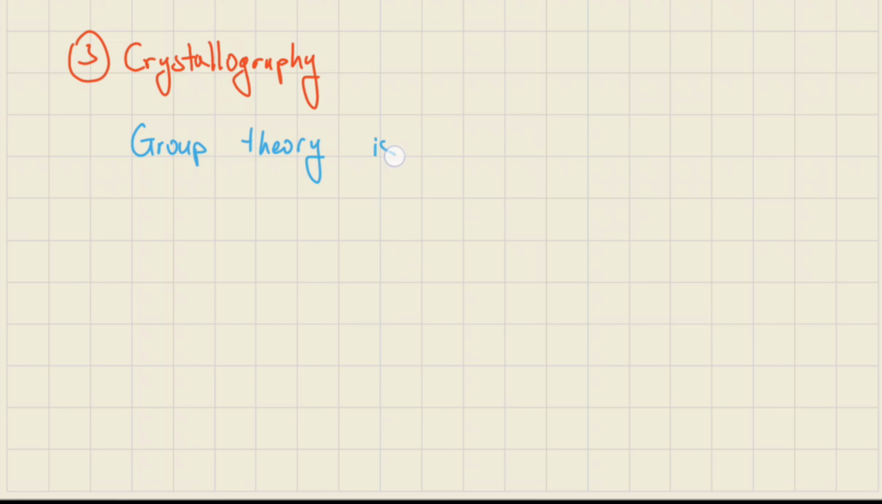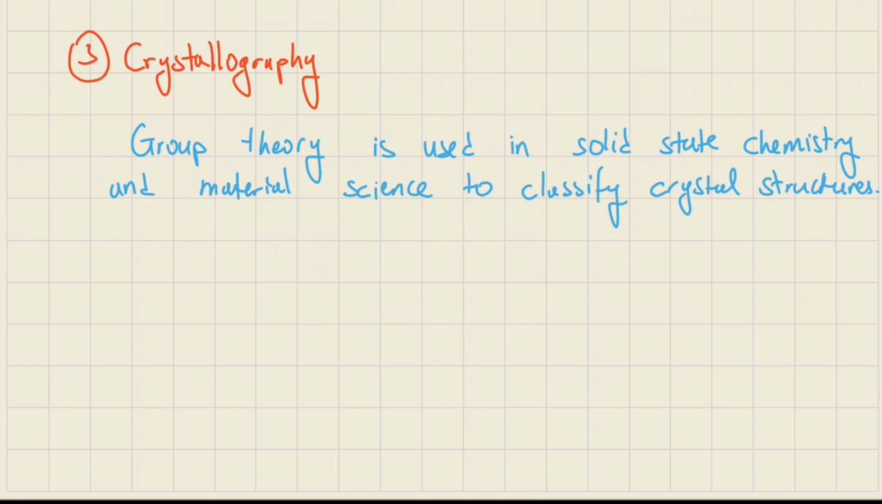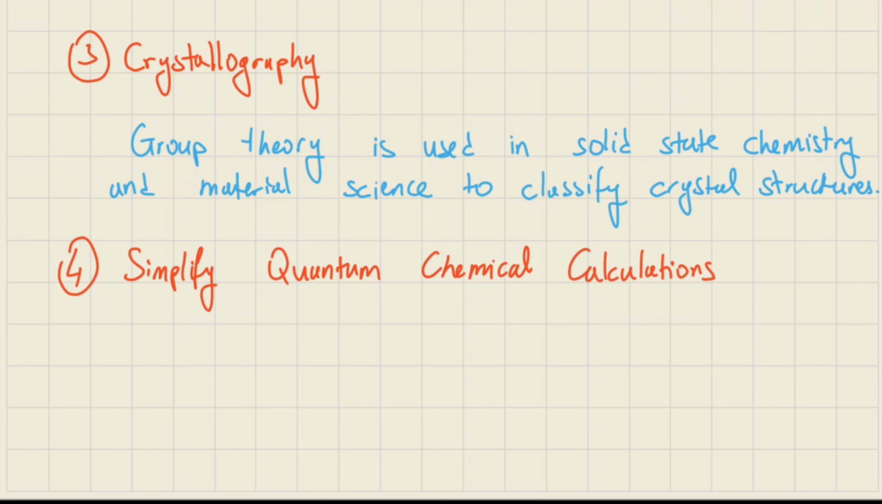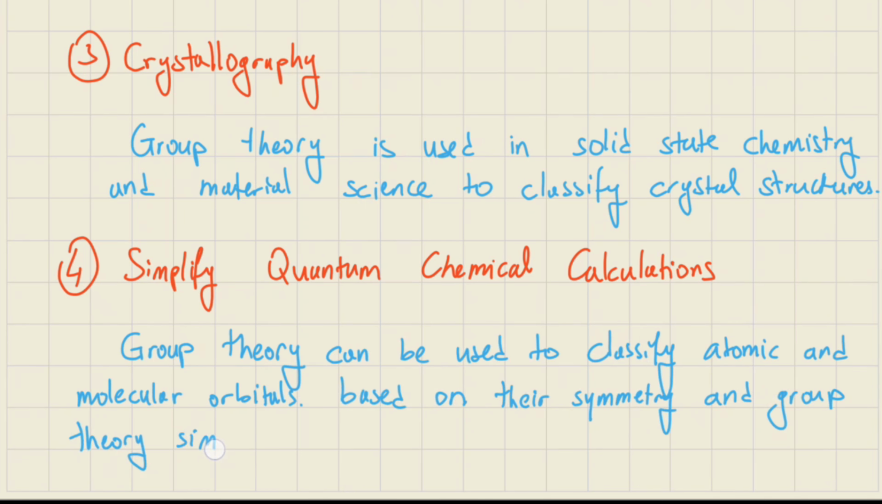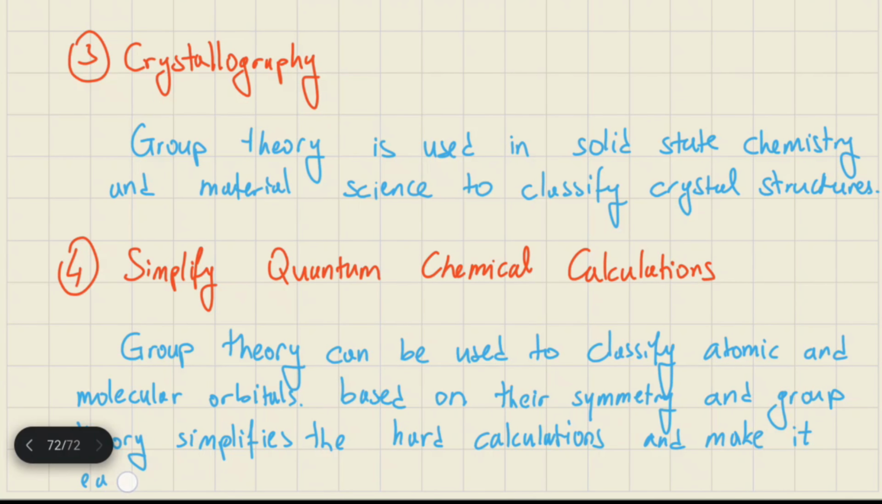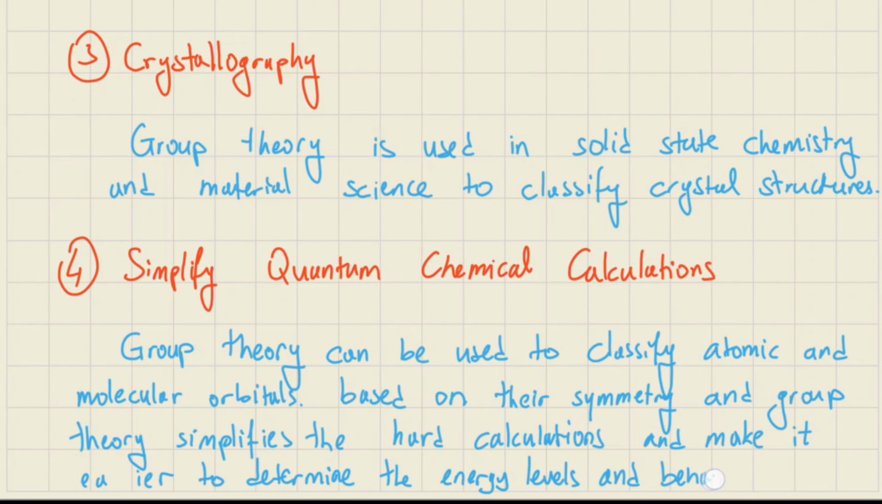Group theory is also useful for crystallography. Group theory is used in solid-state chemistry and material science to classify crystal structures. Group theory is also used to simplify quantum chemical calculations. Group theory can be used to classify atomic and molecular orbitals based on their symmetry, and group theory simplifies the hard calculations and makes it easier to determine the energy levels and behavior of electrons in a molecule.